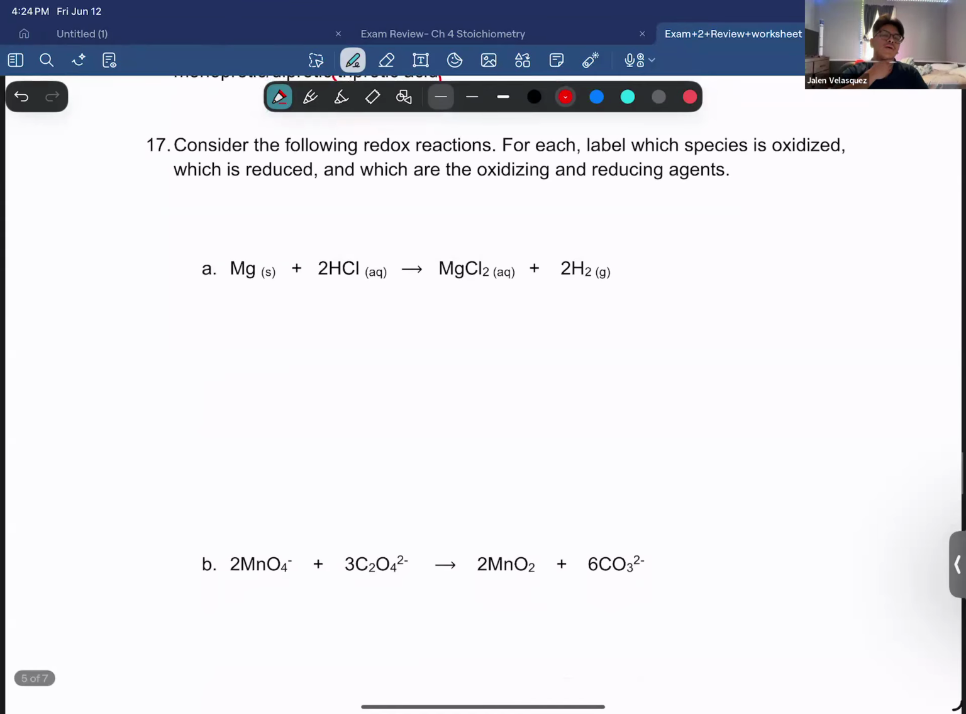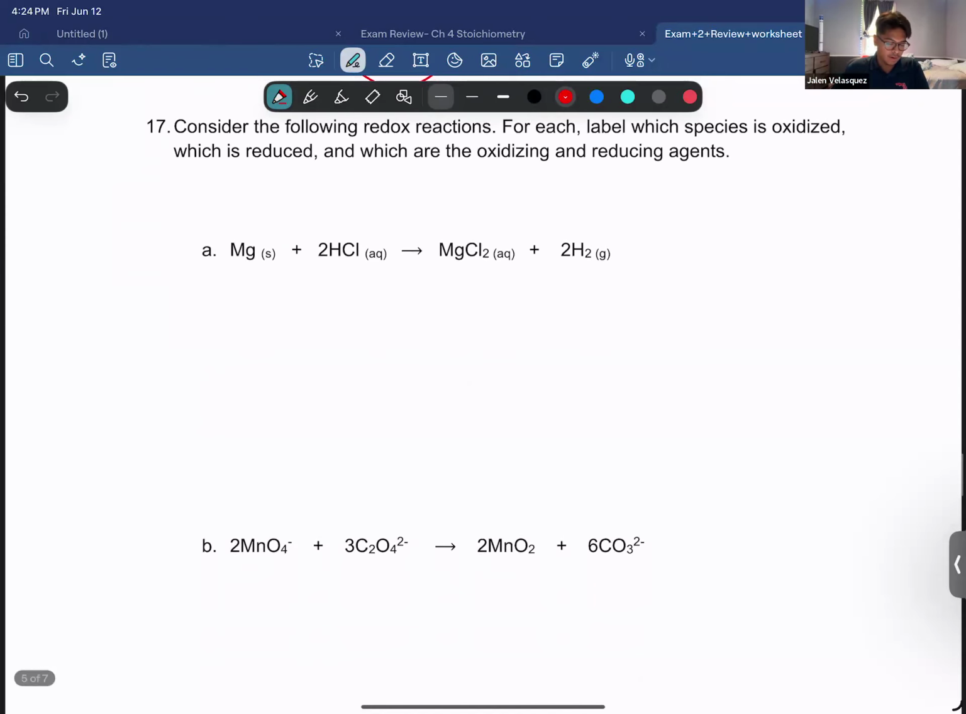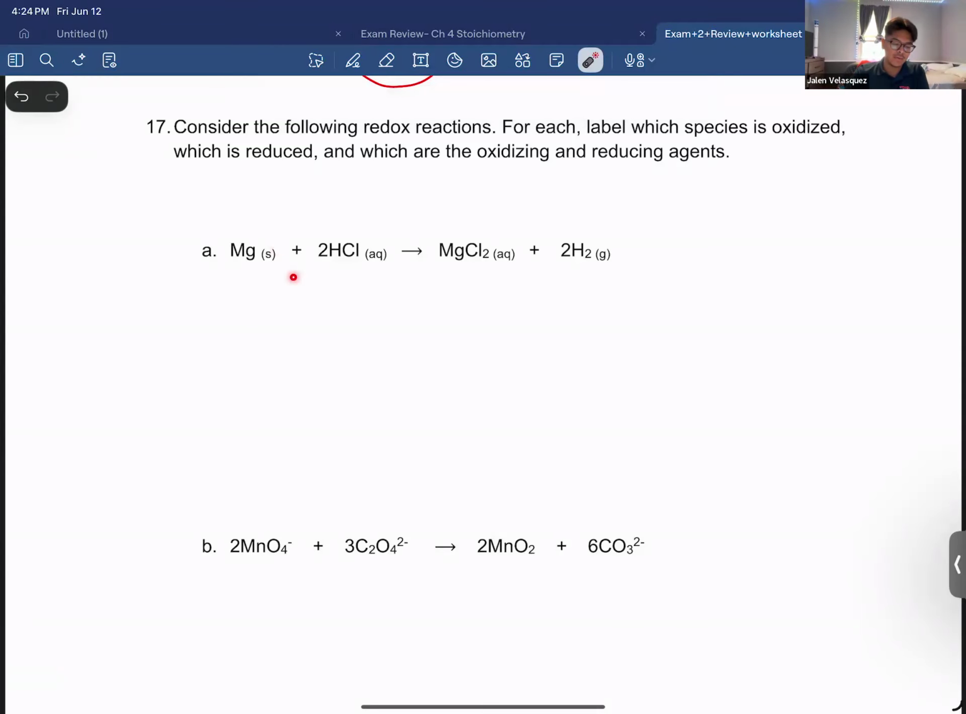All right, number 17. So now we're going to get into oxidation reduction reactions. This says, consider the following redox reactions. For each, label which species is oxidized, which is reduced, and which are the oxidizing and reducing agents. Okay. So let's go through part A together, and then I'll give you guys some time to work on the rest of them. Here I have solid magnesium reacting with hydrochloric acid, and it gives me magnesium chloride and hydrogen gas.